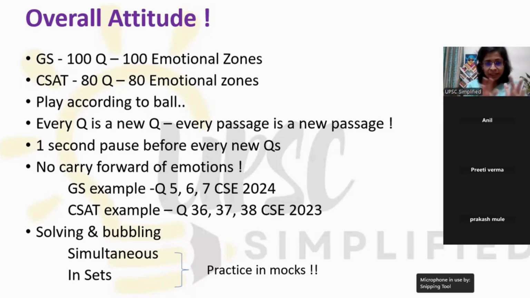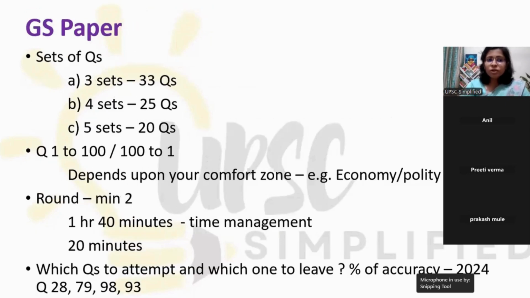So now this is the overall attempt. Now I will go to GS. If somebody is attempting the paper in sets and then bubbling, then there are three types. Three sets, that is 33, 33, 33 questions. Or four sets, that is 25, 25, 25, 25 questions. Or five sets, that is 20, 20, 20, 20, 20 questions. Okay? If somebody is bubbling simultaneously, these sets will not matter. The person will mark question number 1 and simultaneously bubble. So 1 to 100, it is equal.